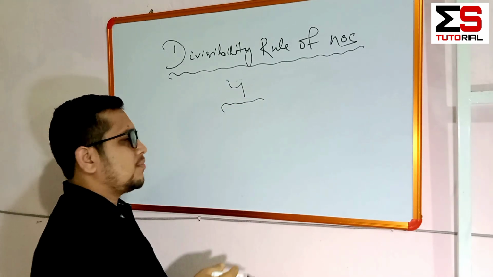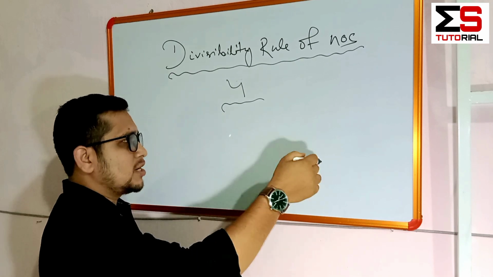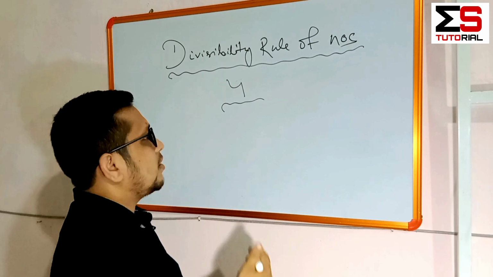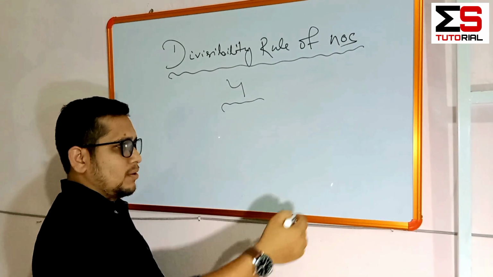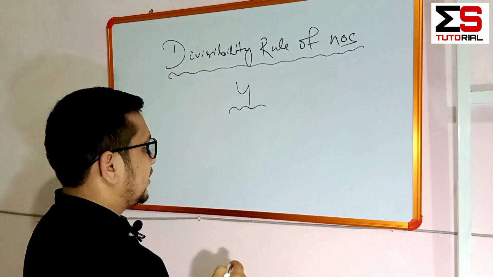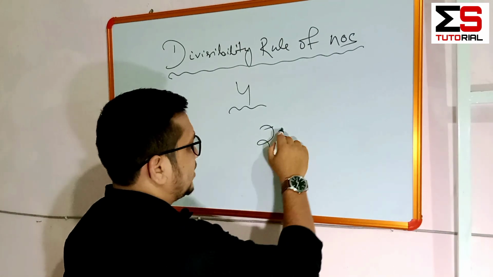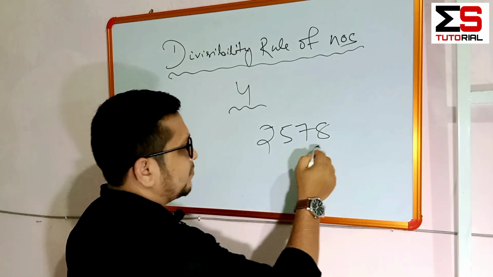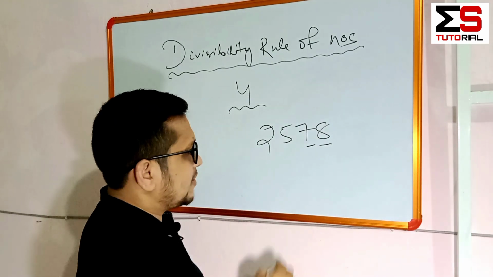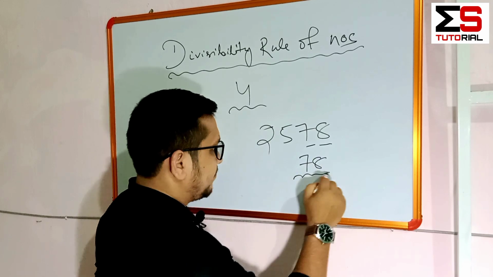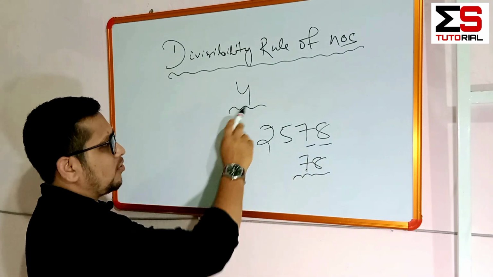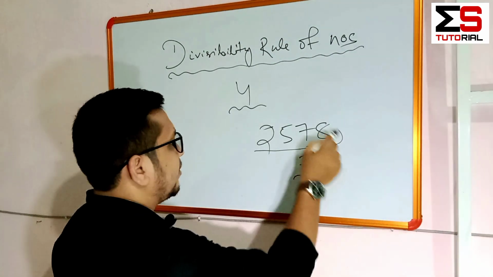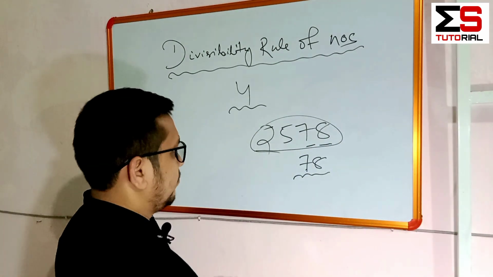If the number formed from the unit place and the tens place of a number is divisible by 4, then this entire number will be divisible by 4. For example, 2578. Here the number formed from the unit place and tens place will be 78, and 78 is not divisible by 4, so the entire number will not be divisible by 4.